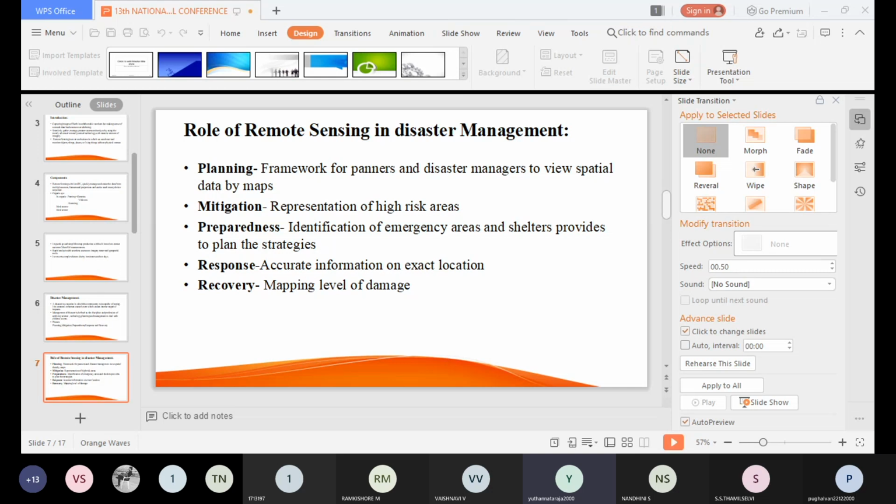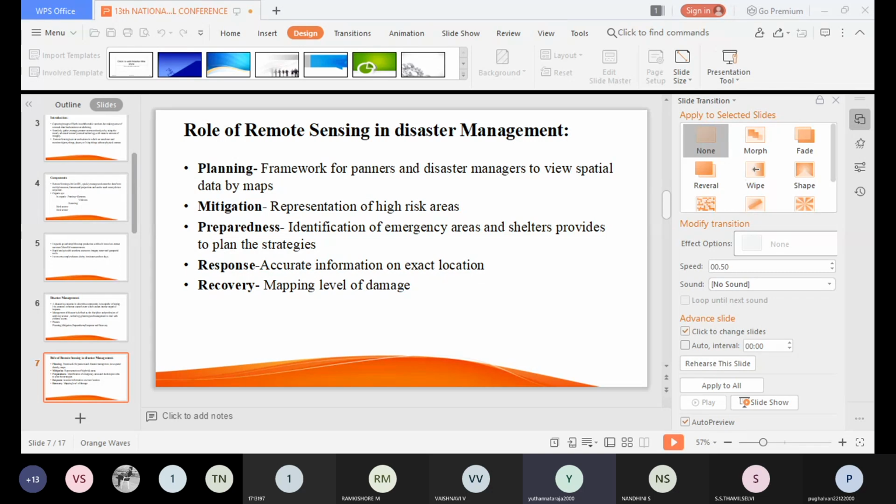Then the next one is mitigation. It is for representing the high risk areas, where the disaster risk is at a very high level. These maps are very helpful to facilitate the implementation of necessary mechanisms to lessen the impact on the people who are affected by these disasters. For them we have to facilitate some implementations. For that we are applying remote sensing.